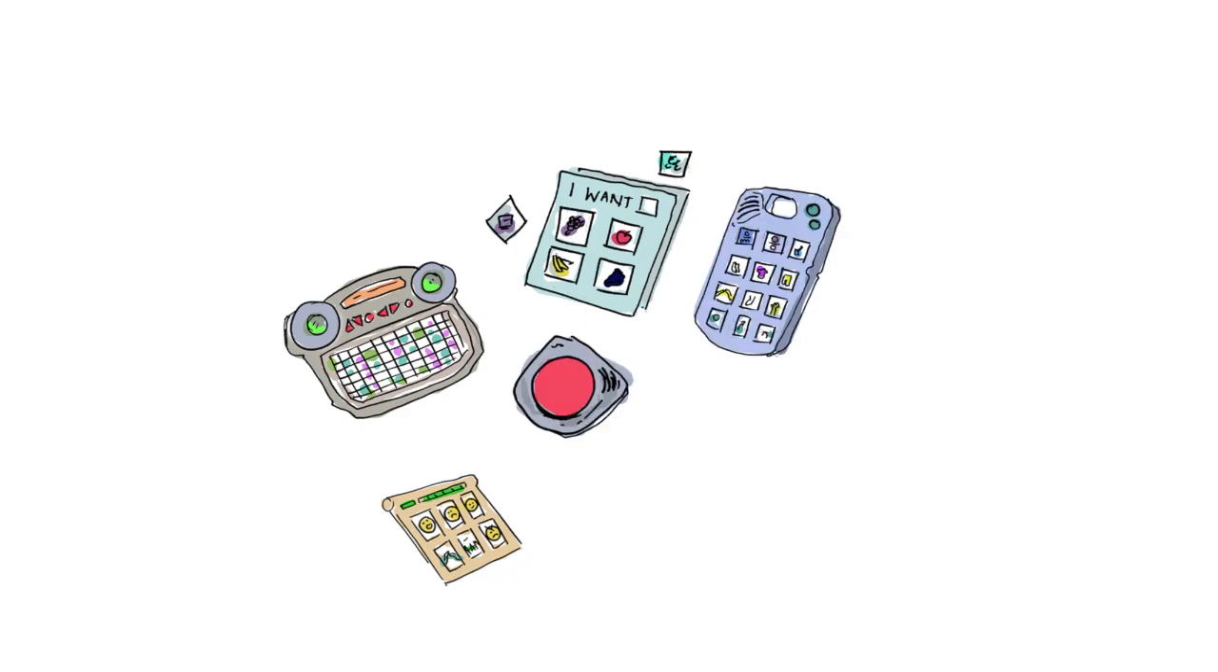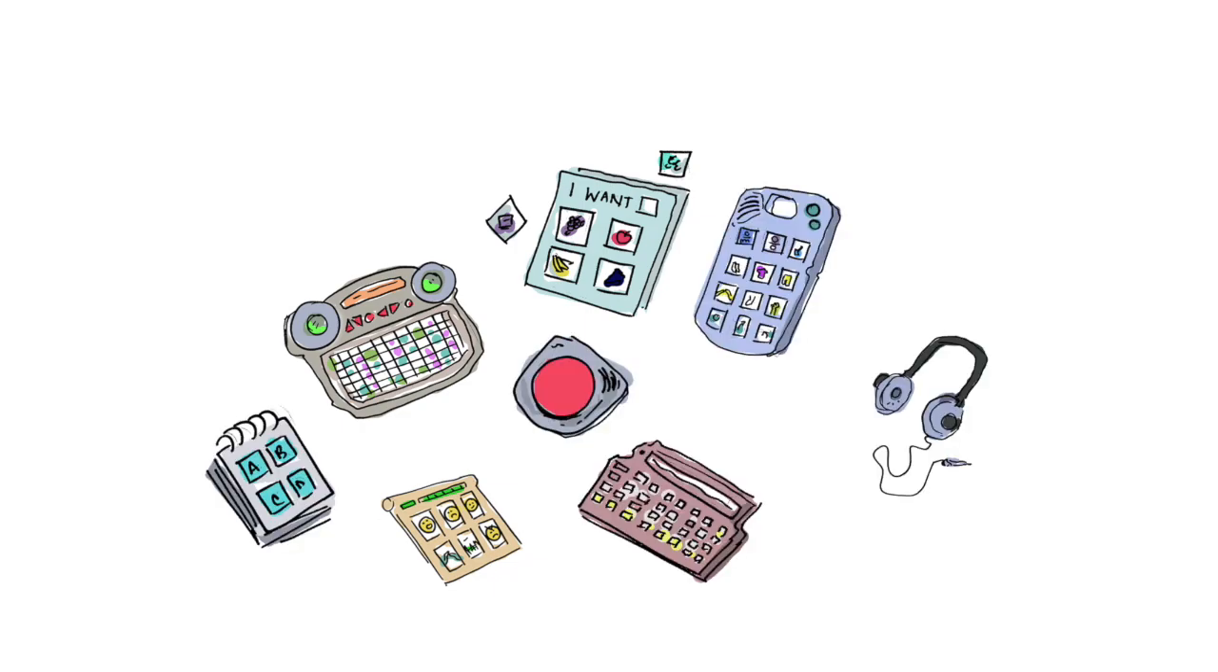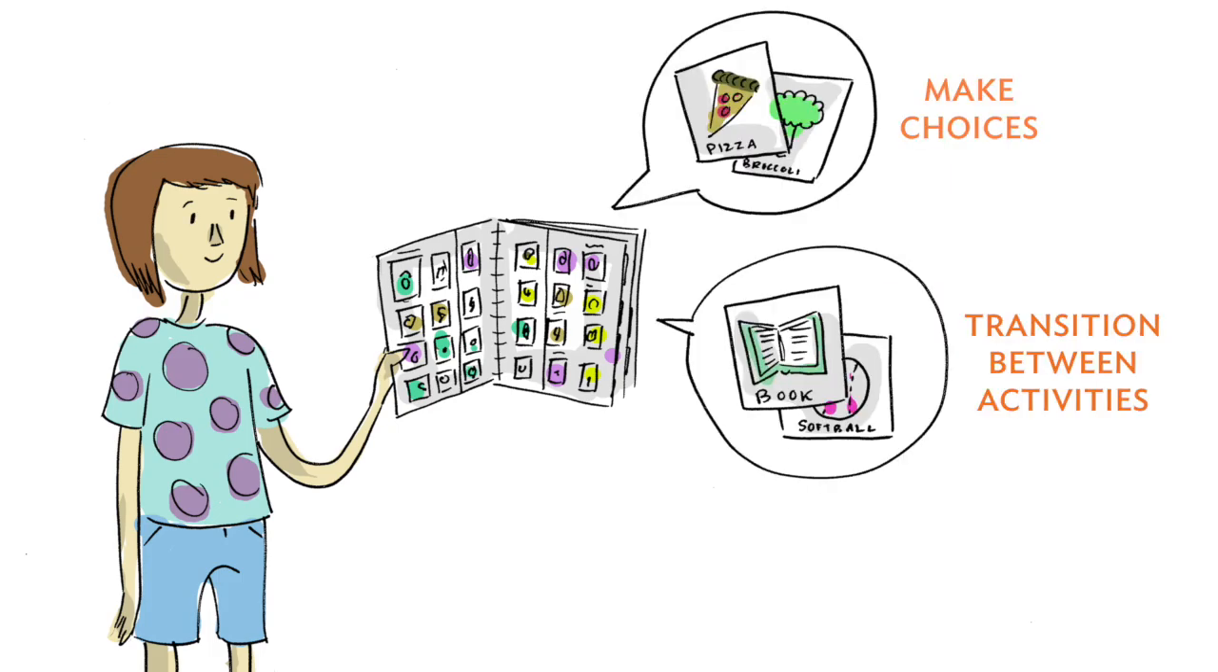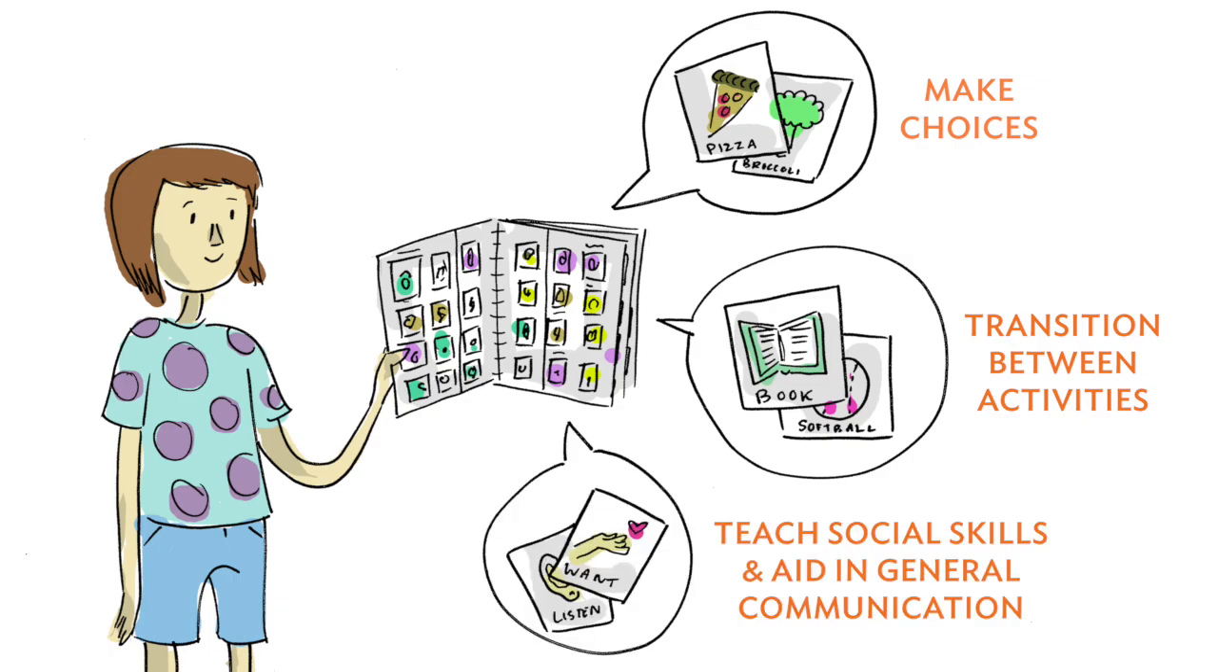Assistive technology, or AT, is defined as both supports and services that help a student with a disability communicate. AT can help by connecting them with the people and things in their environment. AT supports range from low-tech to high-tech. An example of low-tech is a picture exchange communication system known as PECS. It does not require complex or expensive materials since it uses picture symbols. Through picture symbols, PECS can be used to make choices, transition from one activity to another, or teach social skills and aid in general communication.